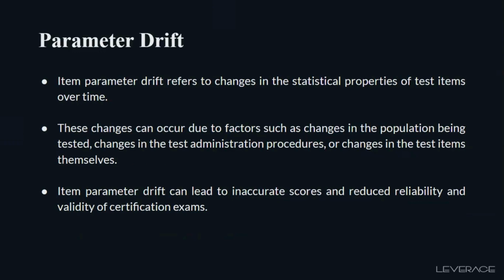So we have parameter drift, or we call it item parameter drift. This is a statistical property of a test that helps us to know whether the properties of that test, by properties I mean whether the item difficulty or item discrimination or item bias or item reliability or validity, is being affected because of the passage of time.